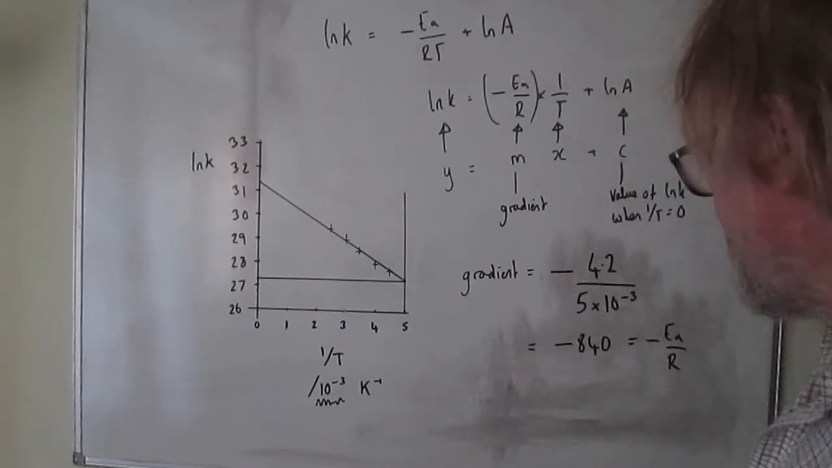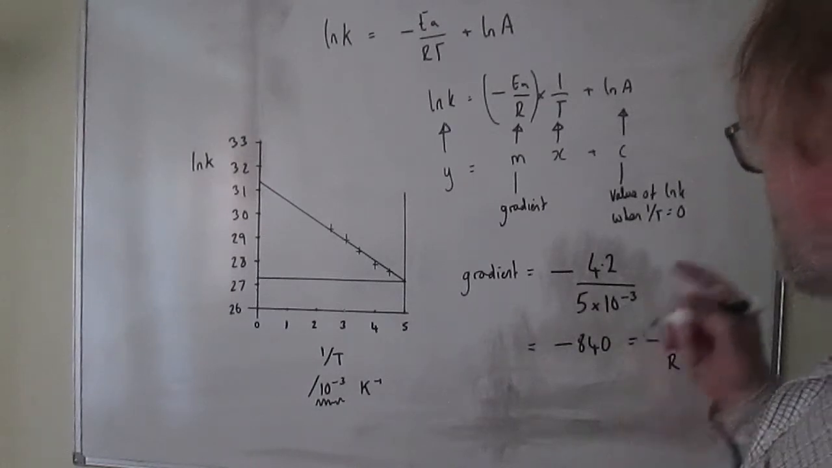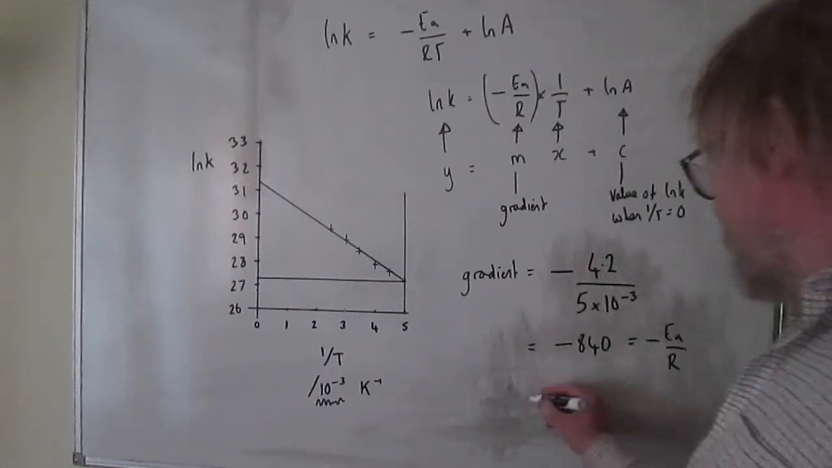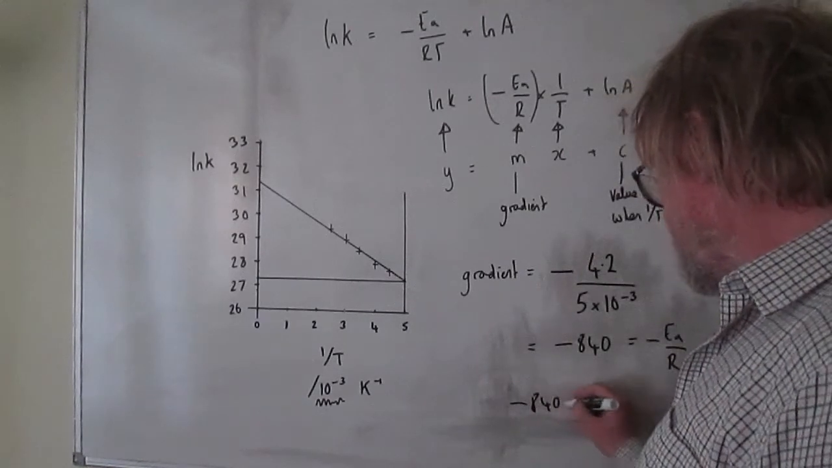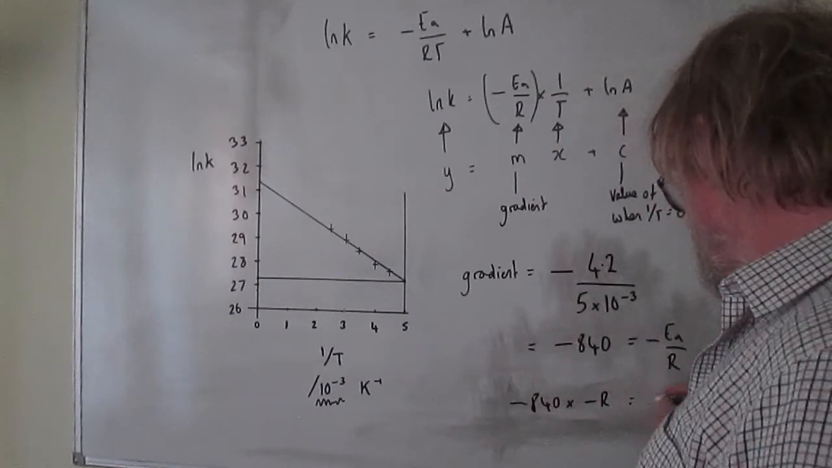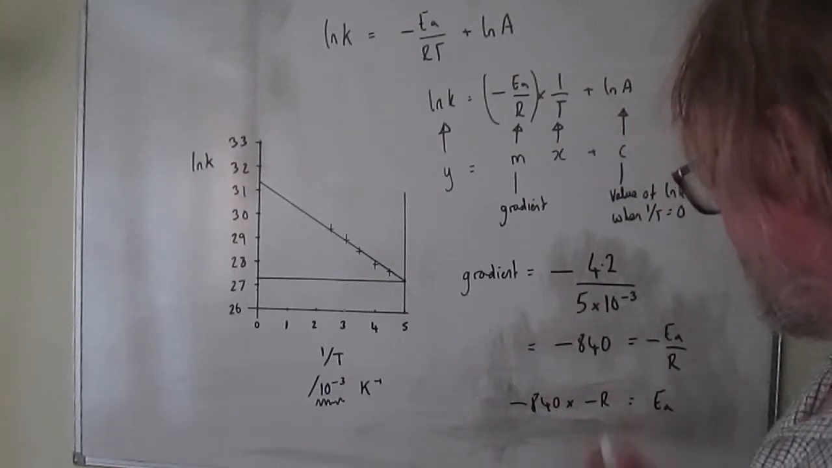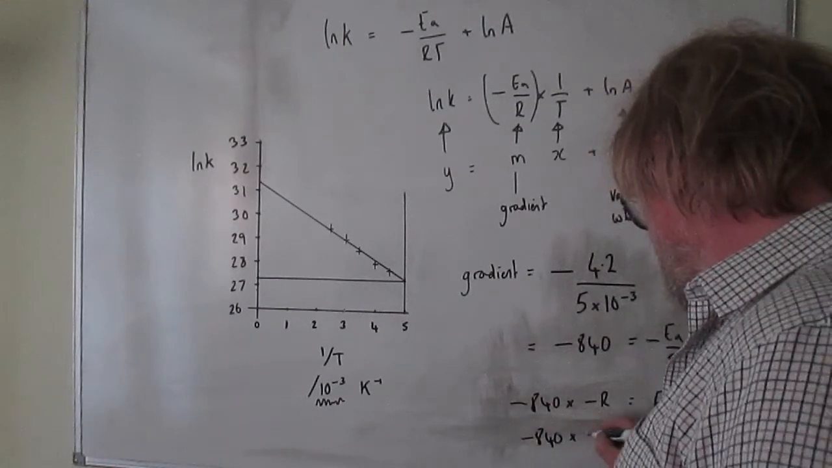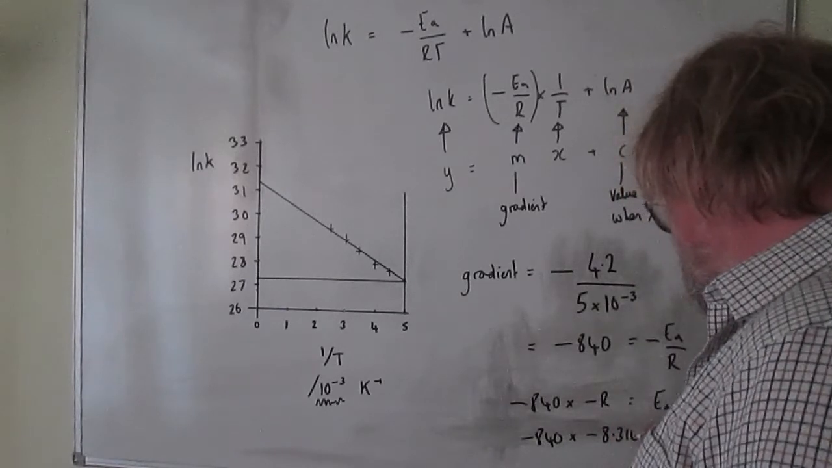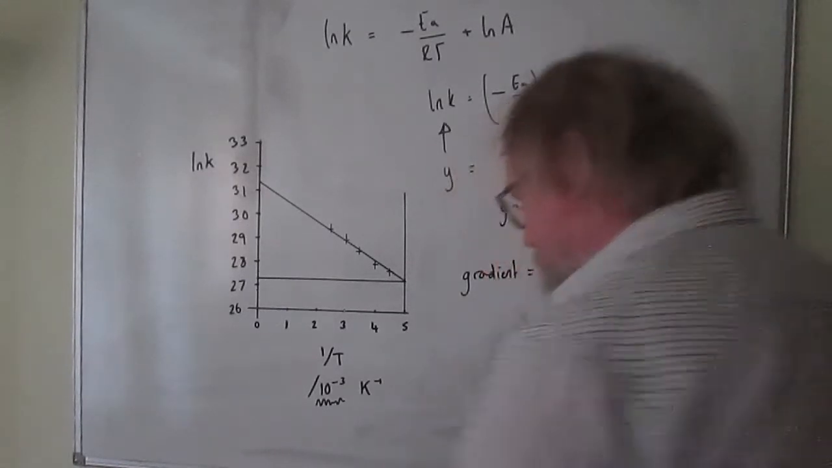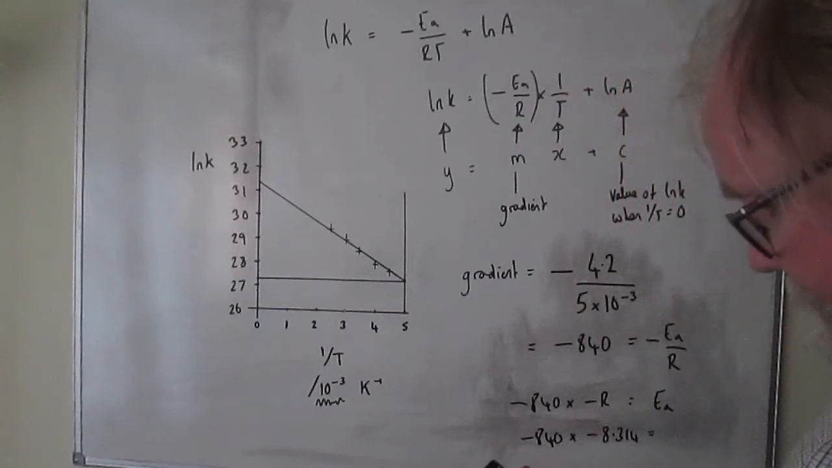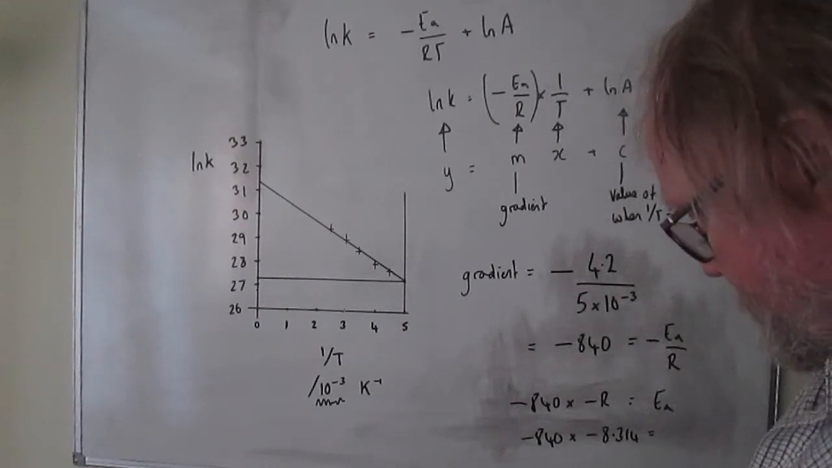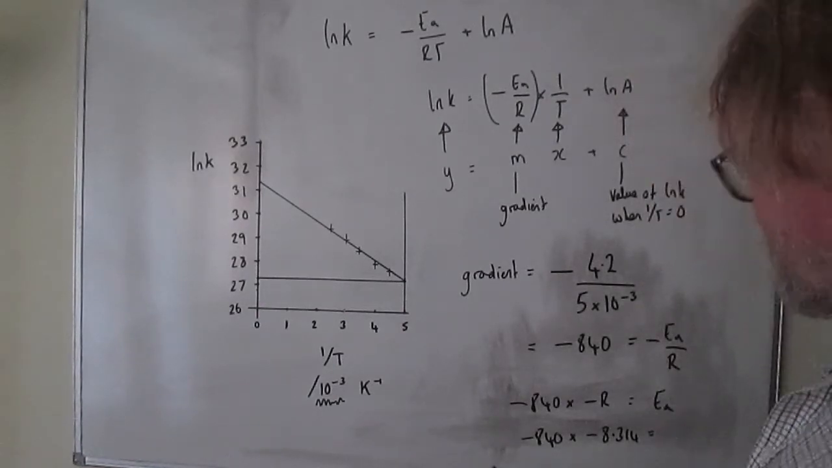So if we rearrange that, if minus 840 is equal to minus EA over R, then minus 840 times minus R will be equal to the activation energy. And R is on your data sheet, so that's easily done. So it's minus 840 times minus 8.314, which we can just do on the calculator. So we've got 840 times 8.314 equals 6,980.